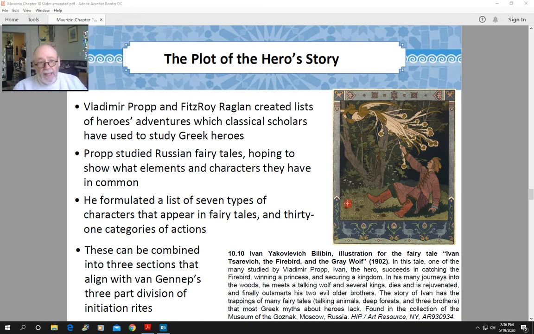Vladimir Propp and affiliated lists of heroic adventures which classical scholars have used to study Greek heroes. So we're going to be looking at Raglan's list, a variation of it, in the next chapter. But here we're going to look at Propp's morphology.